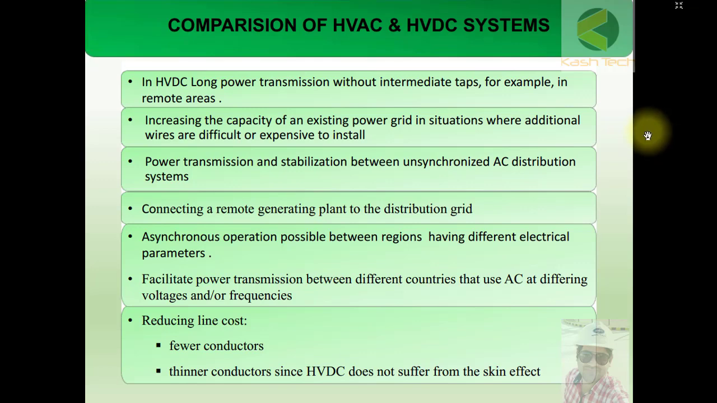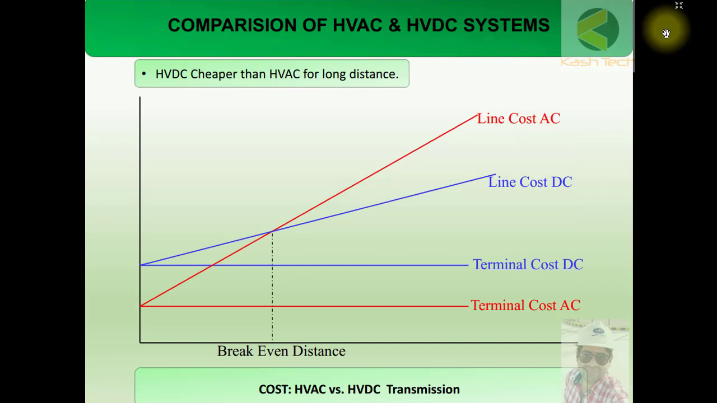Skin effect is basically the effect in which current tends to flow at the outer side of the conductor, near to the skin, because the inductance of the conductor is not uniform. It is more near to the conductor central point and lesser to the skin of the conductor. So this problem is not in HVDC. So the thinner conductor will be enough.